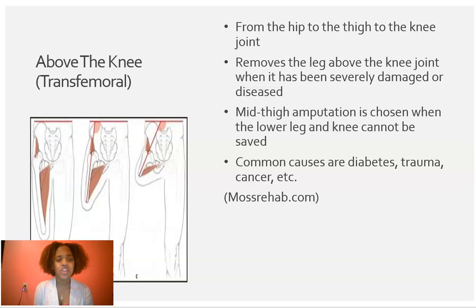Above the knee, transfemoral. From the hip to the thigh to the knee joint. Removes the leg above the knee joint when it has been severely damaged or diseased. Mid-thigh amputation is chosen when the lower leg and knee cannot be saved. Common causes are diabetes, trauma, cancer, etc.